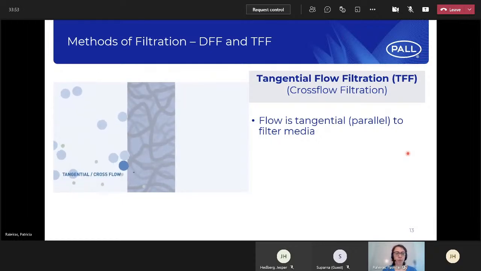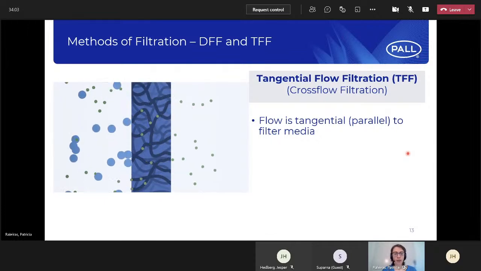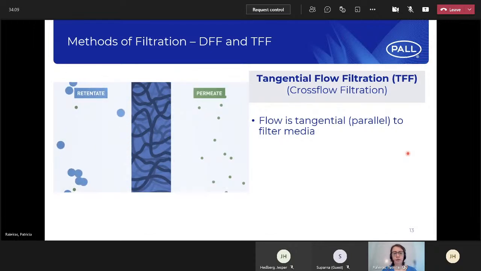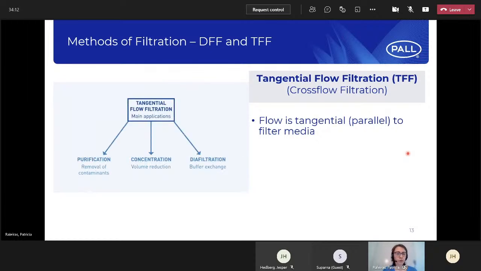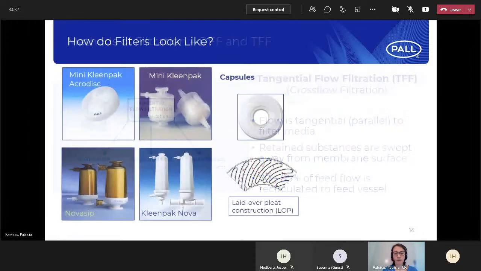Whatever is bigger than the retention rating of the membrane will stay upstream of the membrane in what we call the retentate, and smaller molecules, ions, salts, anything like that, pass to the permeate. Tangential flow filtration then is applied to purification, but also very much to concentration and diafiltration. So the retained substances are actually swept away from the membrane surface. They are not staying in or on the membrane, ideally not. In fact, a lot of this feed is recirculated back to the feed vessel. Talk a little bit more about that later on.